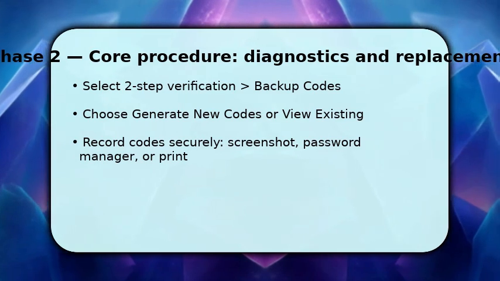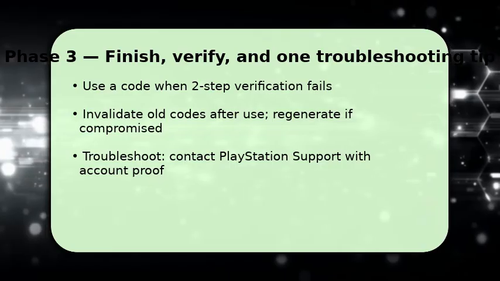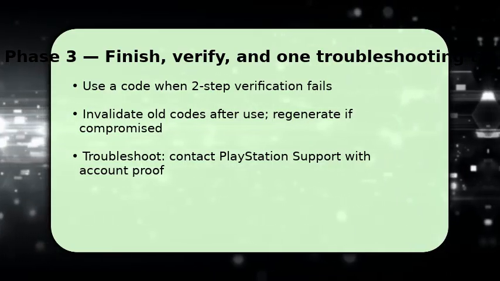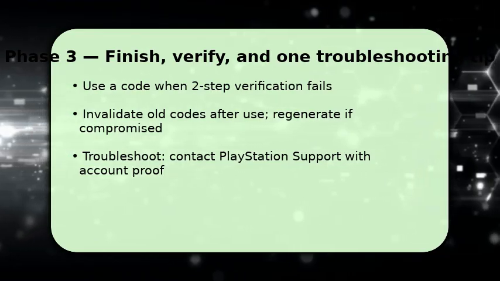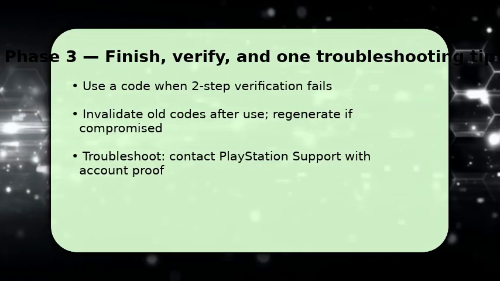Once you have codes, use one when your primary two-step method is unavailable. Enter it where prompted and mark that code as used. Make sure to invalidate or delete any codes you suspect were exposed, and then regenerate a fresh set immediately to stay secure. If a code doesn't work, double-check you copied it exactly.